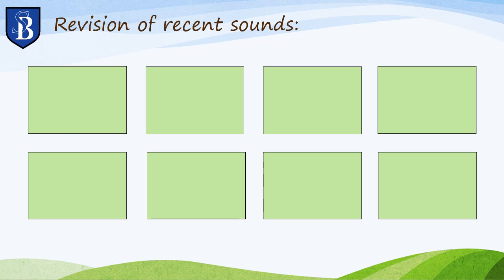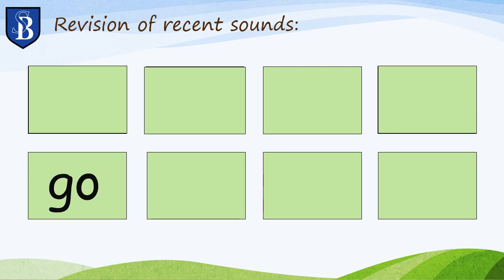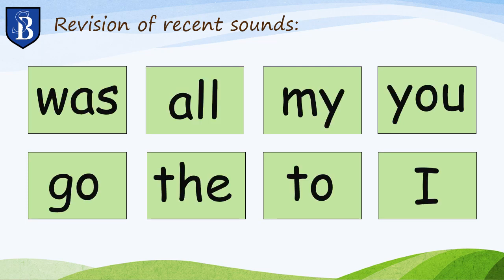Me first, then you. Was. All. My. You. Go. The. To. I. Well done if you were able to read them with me. We just looked at was, all, my, you, go, the, to, I. And now we're going to play our speed recognition game. See if you can beat your adult at home and find the word the fastest.